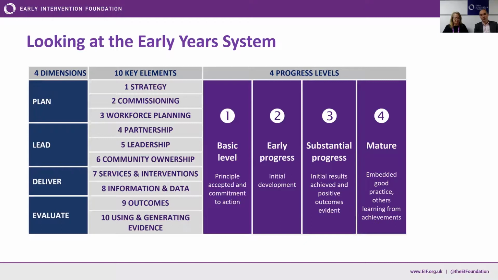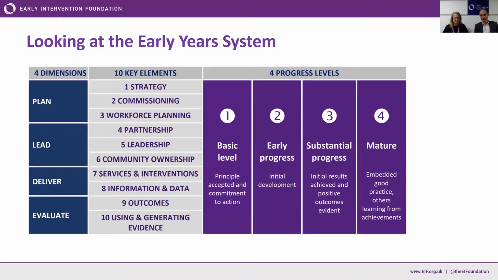Briefly, those four levels describe the following. At the basic level, you'd expect to see the principle accepted and a commitment to action, but nothing's happened yet. At early progress, you're starting to see initial development. People are taking action, but it doesn't feel embedded yet, and you're not seeing the results of the things that people are doing. Substantial progress is where people have been working on this for a while and are starting to see the results of the work they've been doing, including a positive impact on families.